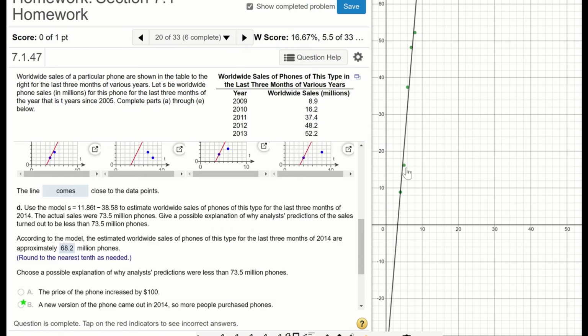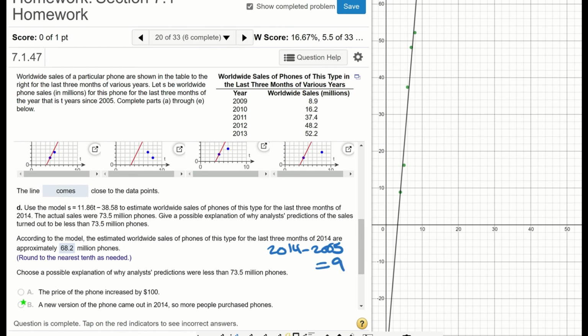Does the line come close to the data? It certainly does, right? According to the model, estimate the worldwide sales of phones of this type for the last 3 months of 2014. Now, 2014 would correspond to T equals what? 2014 minus 2005 is 9. So remember, all you have to do is subtract 2005 from 2014 and you get the T value.